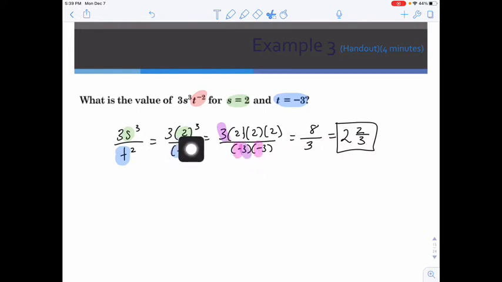So we have our 3, and then 2 cubed means we multiply 2 times 2 times 2. Negative 3 squared is negative 3 times negative 3. Now that we've written it all out, we know that there's a 3 on the top and a 3 on the bottom, so those will become a 1 and we can get rid of them. There are 2 negatives, so those become a positive, and we're left with 2 times 2 times 2, which is 8 over 3. And then to rewrite this as a mixed number, 3 goes into 8 2 times, which gives us 6, and that leaves us 2 more to get to 8. So we have 2 2/3.